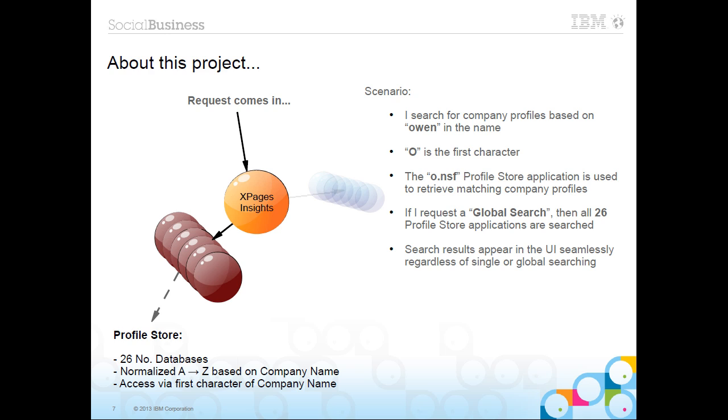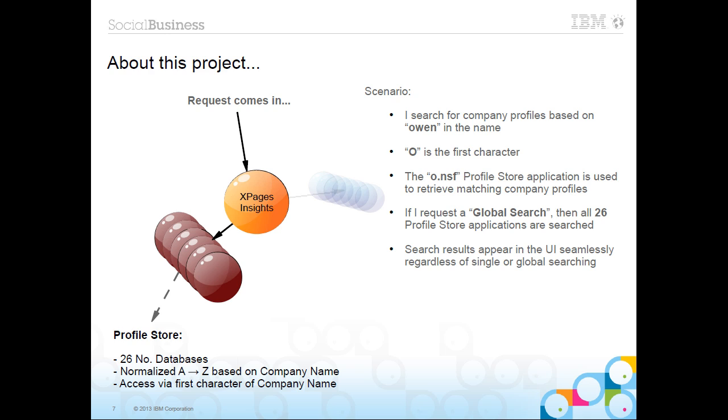Secondly, in the case of interacting with the profile store, if I choose to search for a company profile which may have the word Owen, O-W-E-N, within the name, O will be deduced as the first character of that search term. In turn, the custom managed bean routing logic will retrieve the O.nsf application from the profile store and use this to retrieve any matching company profiles.